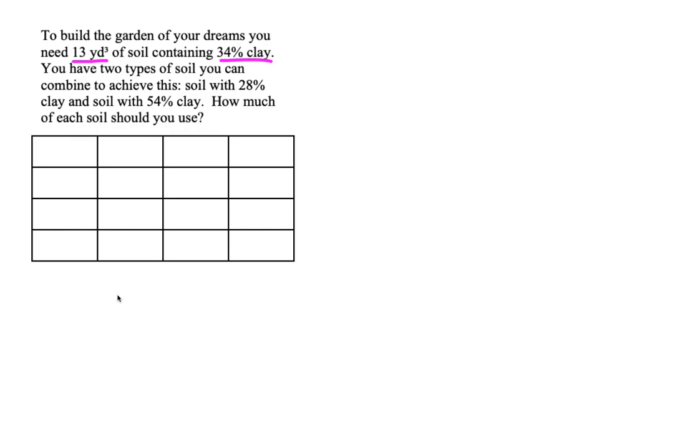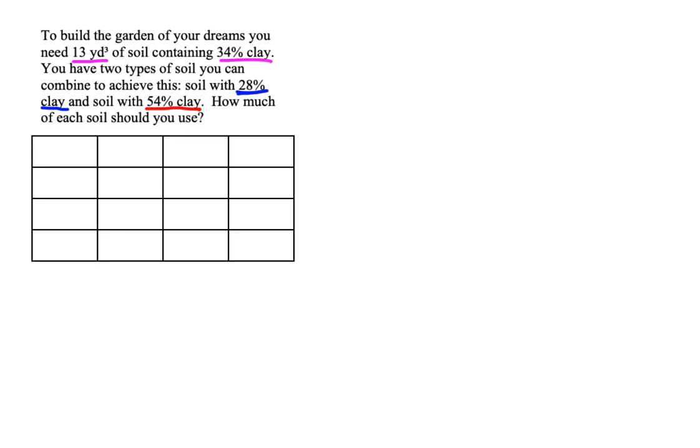Sorry, you have two options. You can buy soil that's 28% clay, or you can buy soil that's 54% clay. Those are the only options you have." But you want 34% clay. So how are you going to figure out how much of the 28% clay soil and how much of the 54% clay soil to use so that when you're done, you end up with 34% clay? That's what we're trying to figure out here.